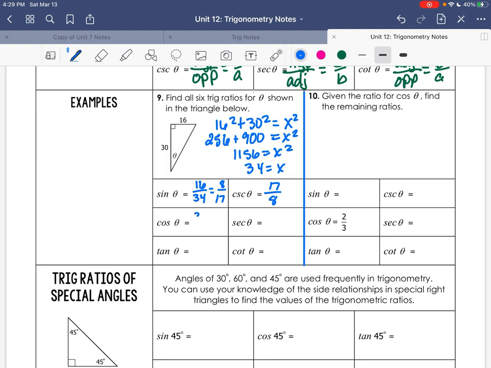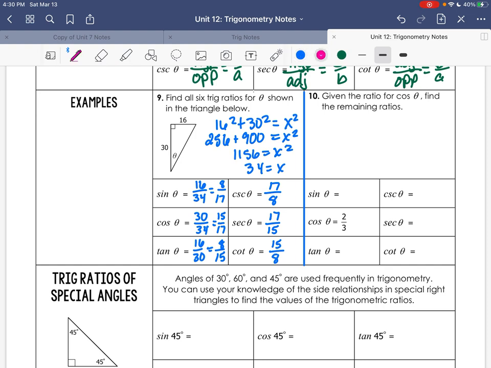Cosine is adjacent over hypotenuse, so that is, of course, the leg that helps make theta over the hypotenuse. So 30 over 34, which simplifies to 15 over 17. And then the secant is the reciprocal of that, so that's 17 over 15. And then tangent is opposite over adjacent, so 16 over 30. 16 over 30 simplifies to 8 over 15. And then the cotangent is the reciprocal, so 15 over 8. All right, so pretty simple there.